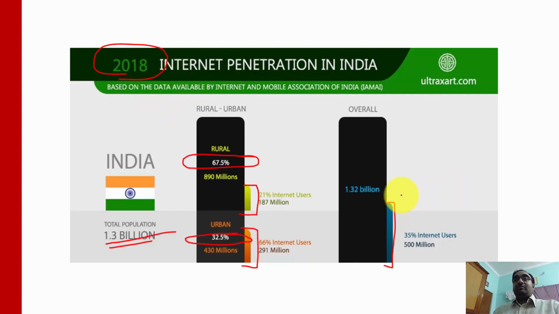Maybe in 2021, right now, it might be around 50% or even greater than 50%. Recently, due to Jio's free internet and all these things, a lot of people are buying mobiles and using internet.